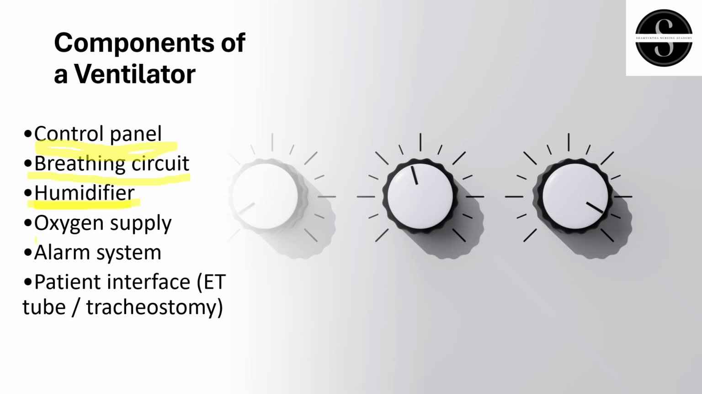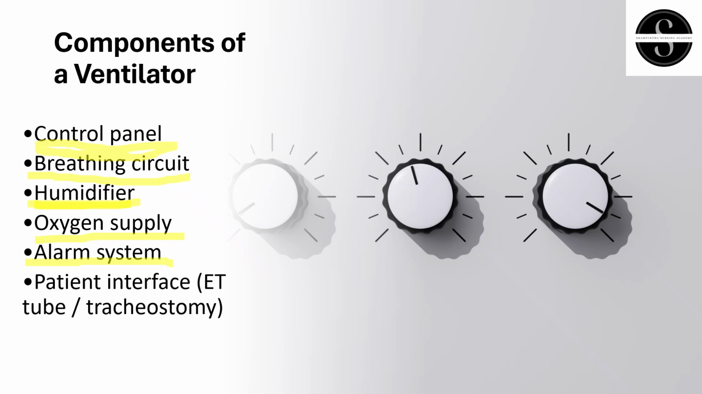Next is what? The oxygen supply. Like how we have the wall mount oxygen supply, we have an oxygen supply connected in the ICU setup. So from the oxygen supply it goes to the humidifier, then to the breathing circuit, then to the patient system. Okay, next is the alarming system.